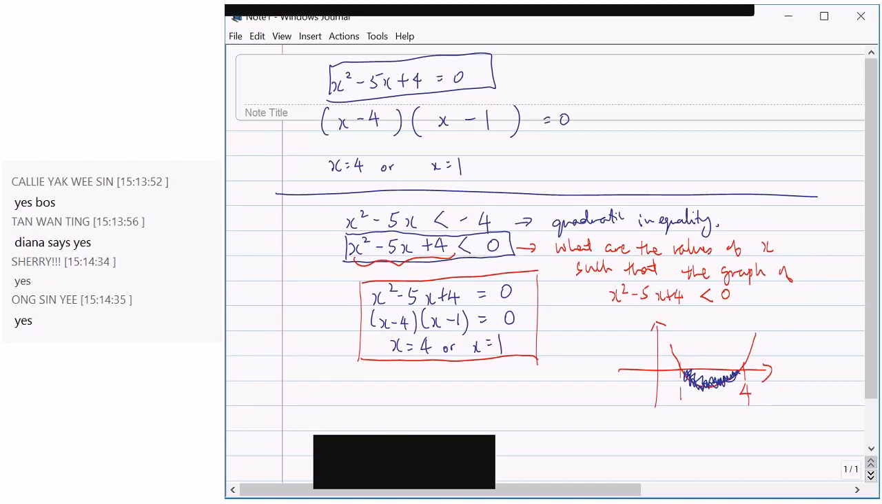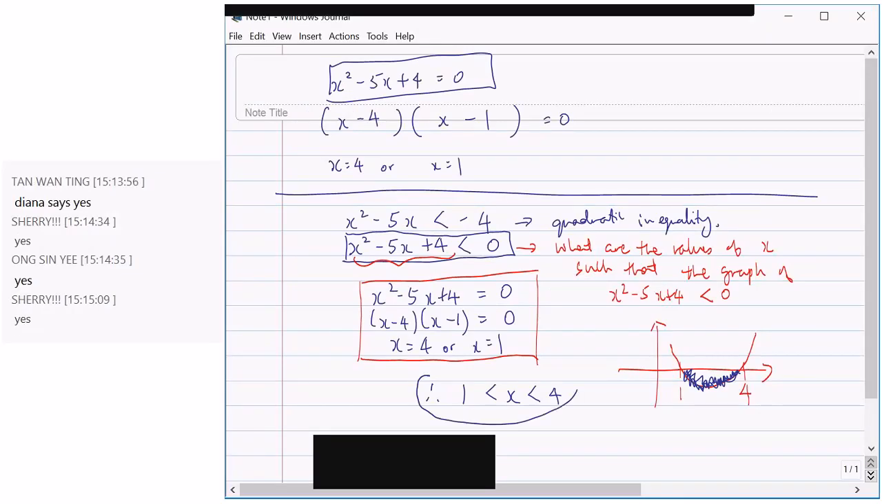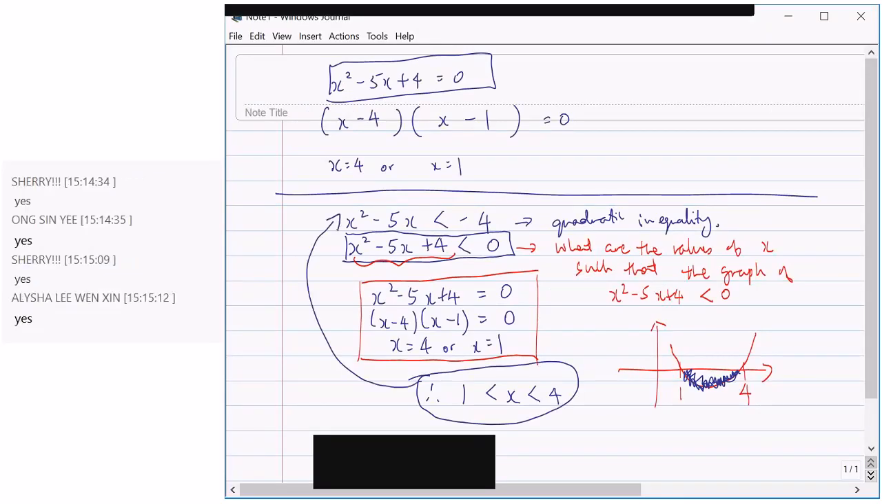Okay, since you identified that this part of the graph will be negative, hence my answer will be the values of x it should take will be anything between 1 to 4. X must be anything between 1 to 4. And hence this is the answer for my quadratic inequality. Is that okay? So this is the answer to solving this quadratic inequality.